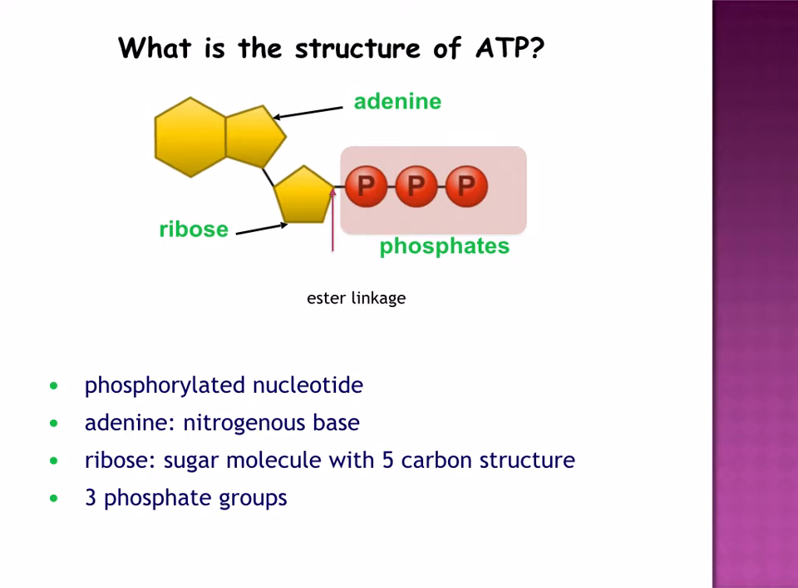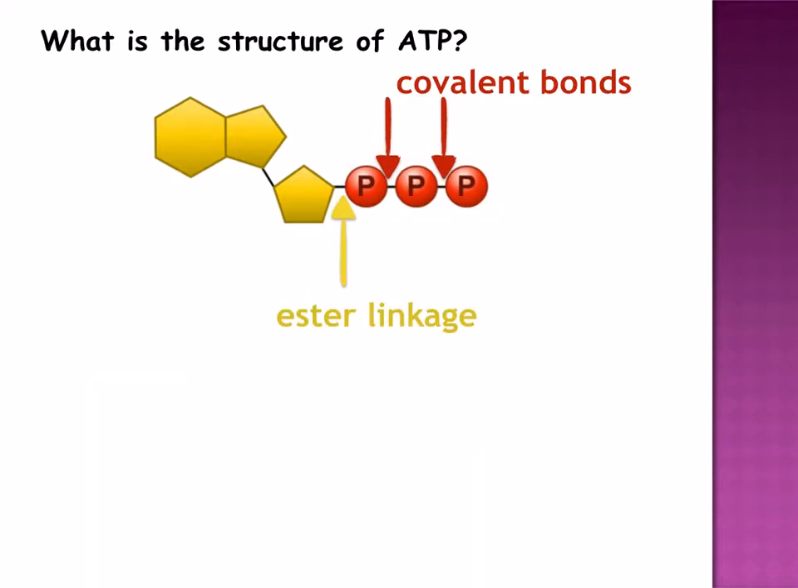So in an exam, if you had to describe it, you would have to note down that it's 3 phosphate groups. There are different bonds that you also need to know. There's an ester linkage between the phosphate group and the ribose sugar. And then you've got covalent bonds. These covalent bonds are very important because they're called high energy bonds, which we'll have a look at in a little bit.